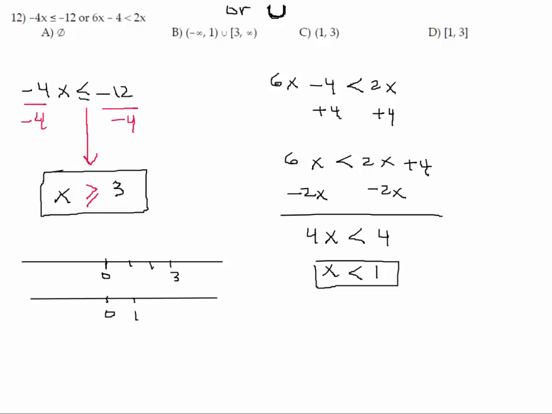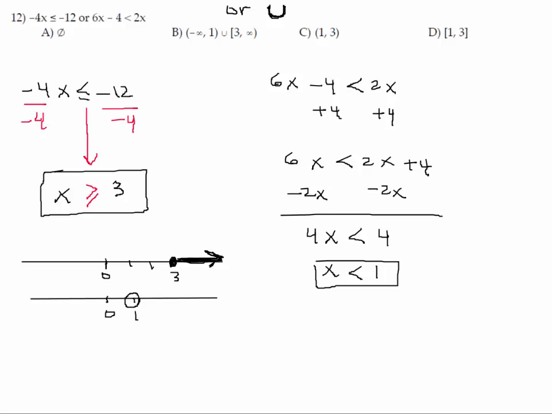Okay, so let's graph this here. x is greater than or equal to 3, so all the numbers that are larger than 3 would be to the right of 3. And x is less than or equal to 1. Right? All numbers less than 1 would be to the left of 1.